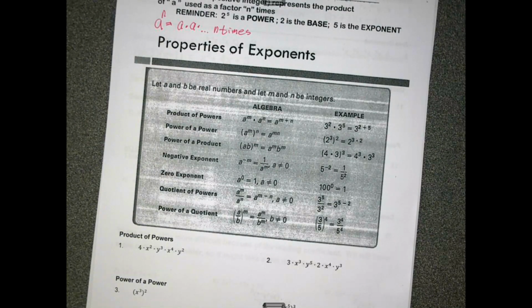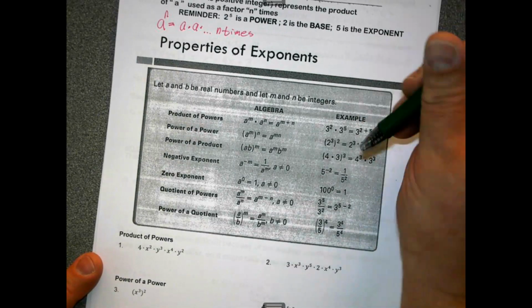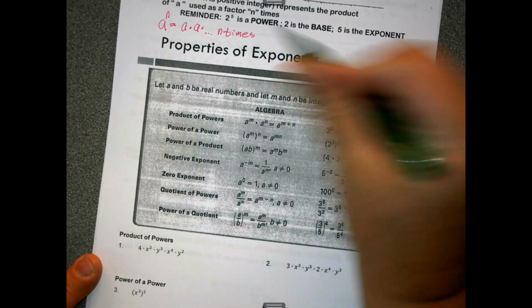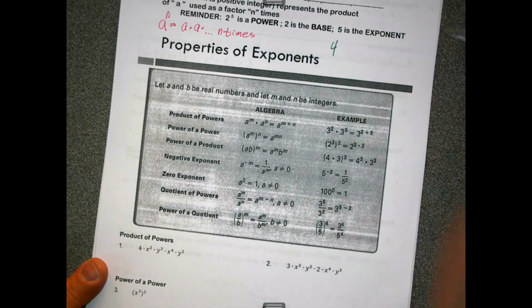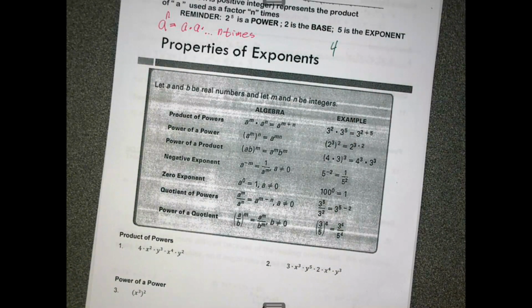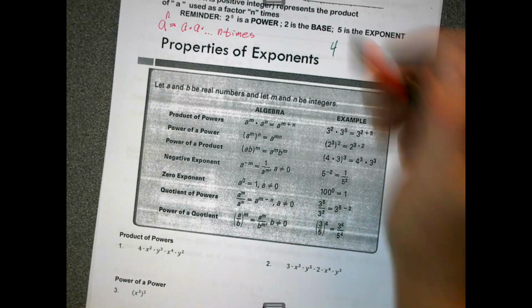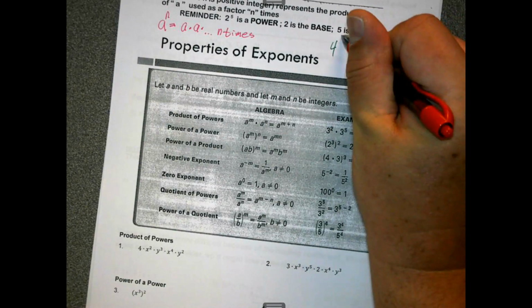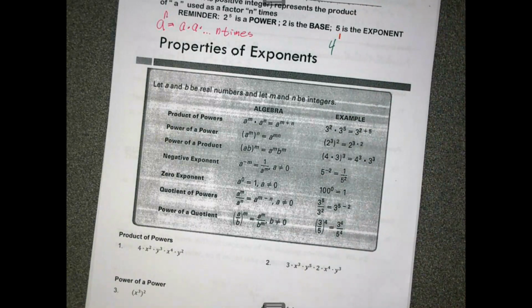By the way, if I have like the number 4, is that a power? Yeah, it is, isn't it? All numbers are powers because if there's not an exponent there, what's the power? One. Okay. We just normally don't put it there.